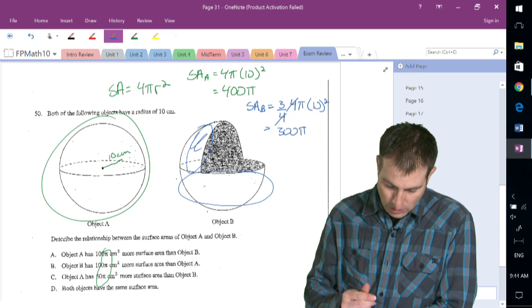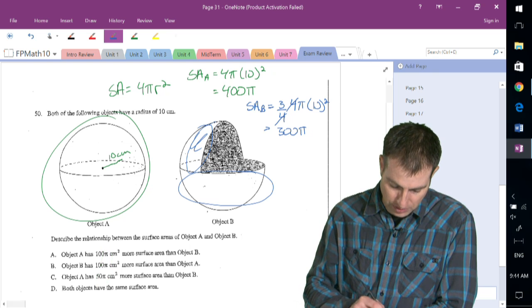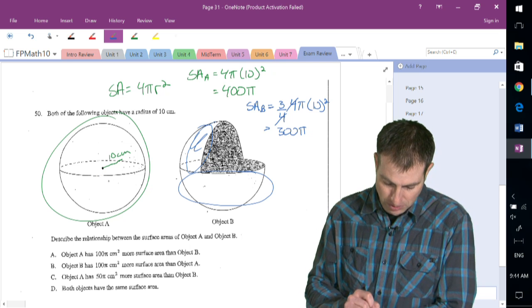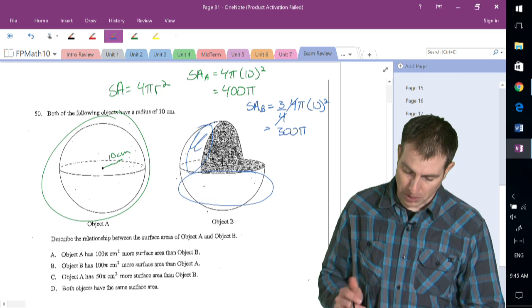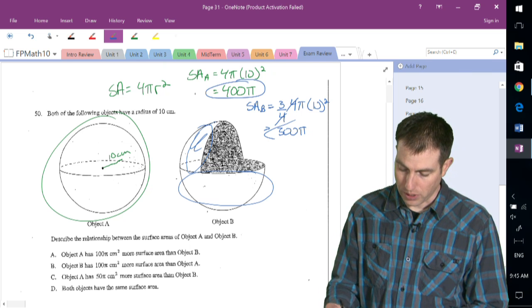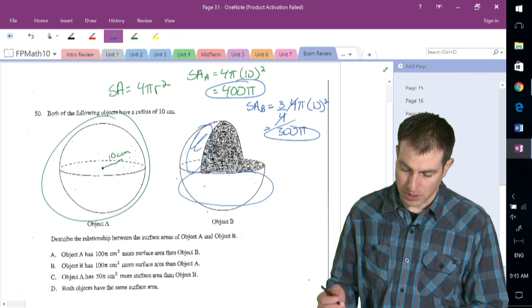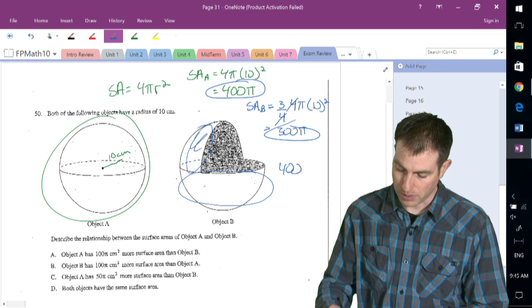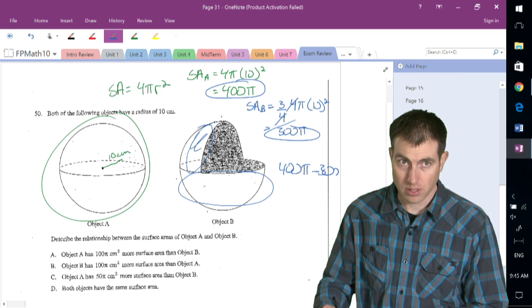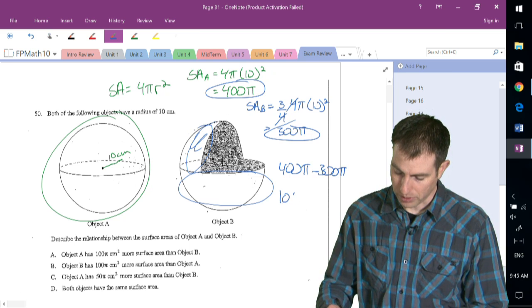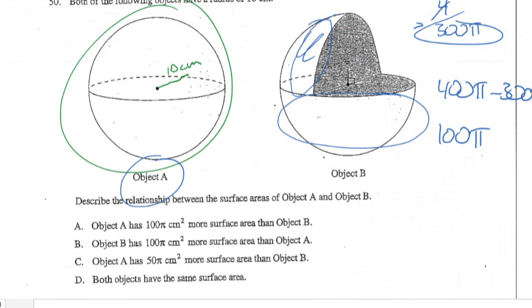And then the question solution, say something like object A has 100 pi centimeters squared more. Object A is 400 and B is 300, so I'm comparing 400 to 300. 400 pi minus 300 pi is going to give me 100 pi. So object A has 100 pi more than B. That's a good question. I like that question.